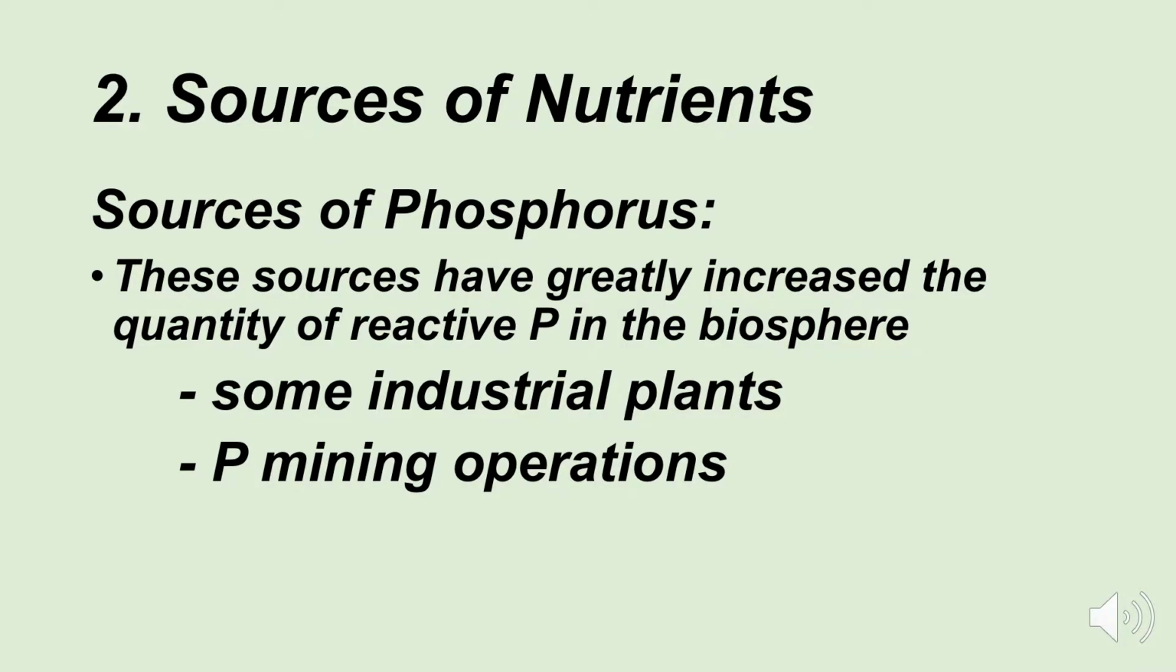So if we take a look at sources of phosphorus, these sources have greatly increased in quantity. We have industrial plants that use phosphates. Any phosphorus that's emitted from the plant may end up in surface water. We have phosphorus mining operations. We have large phosphorus mines worldwide. In the United States, we have large phosphorus mines in Florida, in western Wyoming, in southeastern Idaho, in Tennessee.